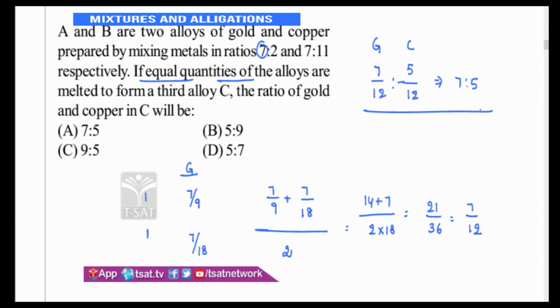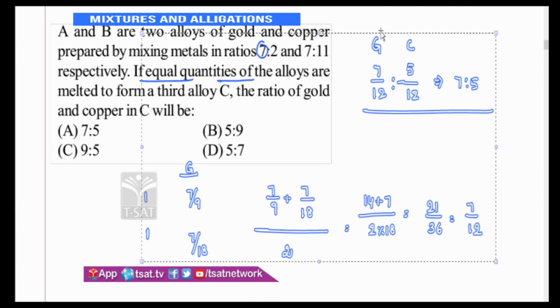So here he says equal quantities of alloys are melted to form a third alloy C. That is the reason we have taken 1:1. Suppose you are mixing it in the ratio 1:2, what do you do? If they say 1:2, instead of this 1 and 1, you take 1:2 here. Therefore you get 1 as N1, N2 is 2. Now when they say equal quantities, you can do it in multiple ways.